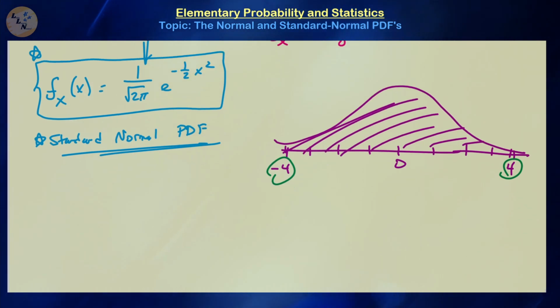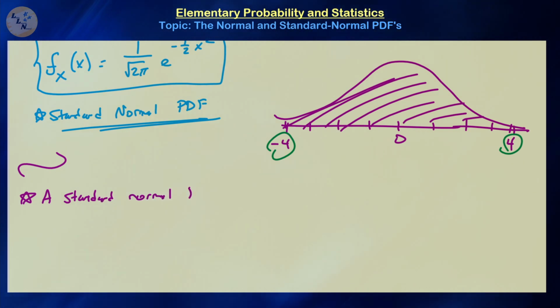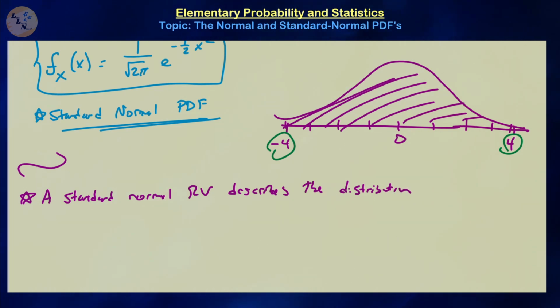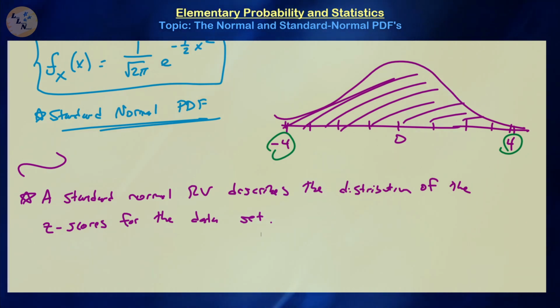So what does the standard normal distribution actually represent in terms of applications? We can use that brief observation that we made earlier. A standard normal random variable describes the distribution not of the values of a data set, but of the z-scores for the values of the data set. Right, so that's pretty interesting. So can we actually solve problems with the standard normal PDF just like we did with the normal? And the answer is of course yes.